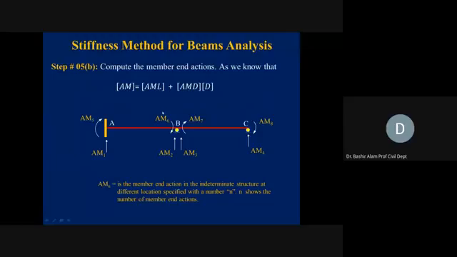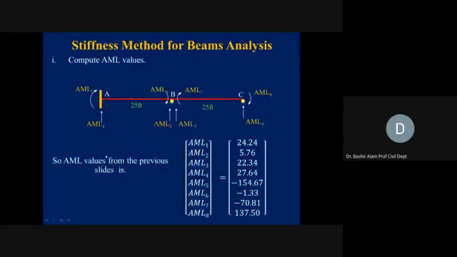Now let's verify AM1. It is here, right? At A, this shear we are taking in the upward direction, AM1. Now let's see how this 24.24 comes. I'm going to verify this one AML value, the rest you need to verify. You make a note that AML1 calculated is 24.24, and let's see how it is coming.